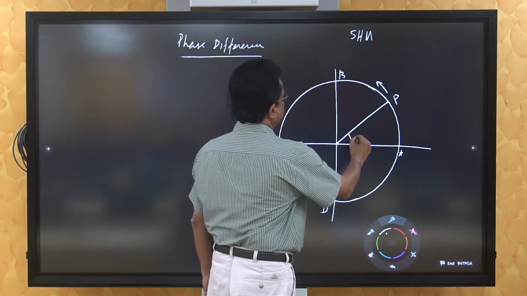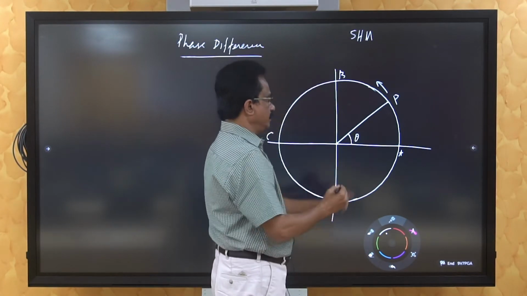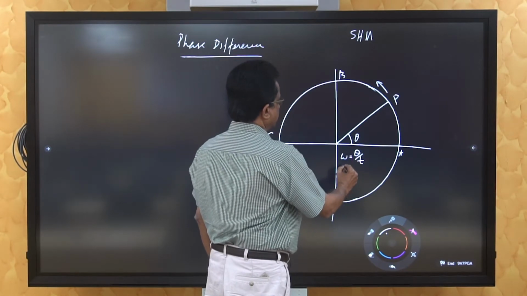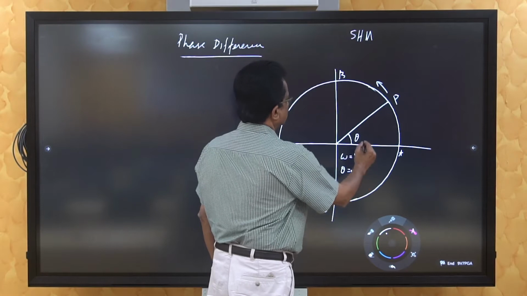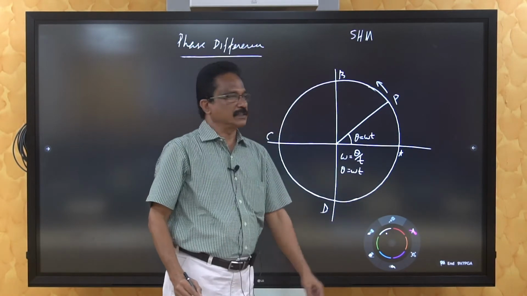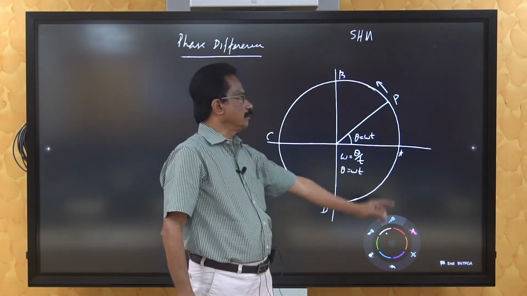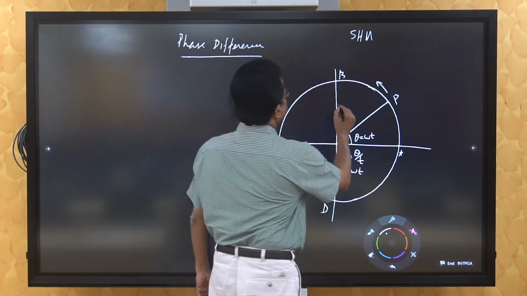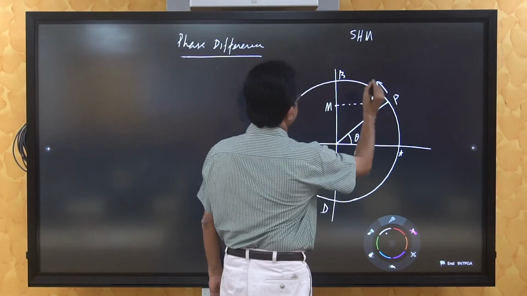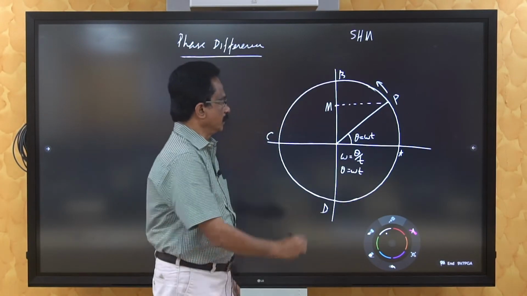Suppose this angle is theta. This angle is subtended at time t. So angular velocity omega is equal to theta by t. Therefore, theta is equal to omega t, where omega is the angular velocity of uniform circular motion. Now this is the foot of the perpendicular drawn. I am calling it PM. So M is the foot of the perpendicular. This is the origin.